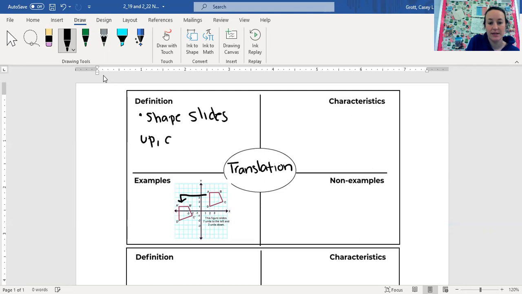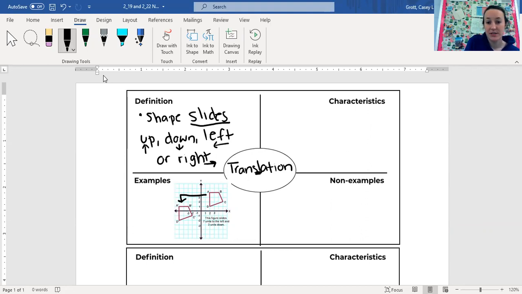Up, down, left, or right. Maybe even underline. So translation, we're looking at slide. Translation even has the SL in it to match up with the slide.